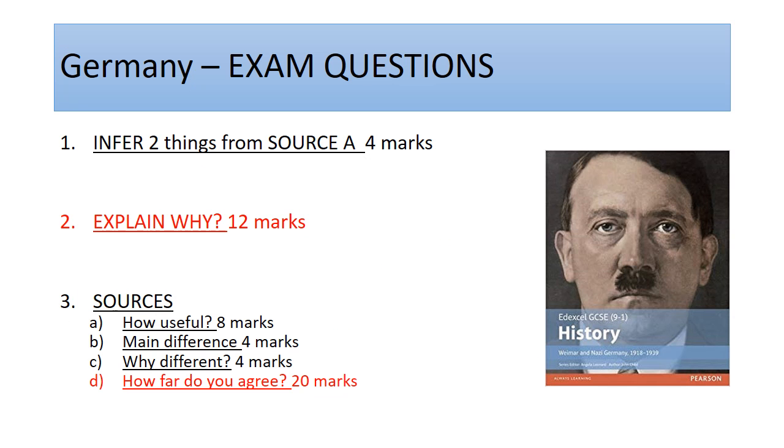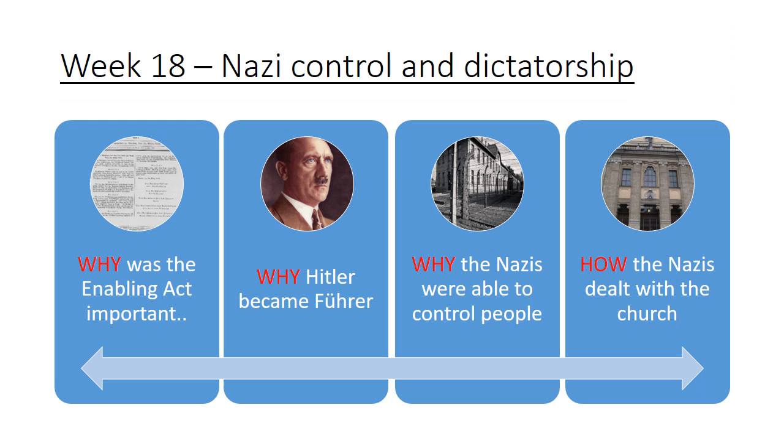So again, I'm just going to focus on the knowledge here because, as I said before, a lot of the questions are source-based, but I'll just be covering the knowledge here for the knowledge questions. So we're going to focus on Nazi control and dictatorship. So basically, how was Hitler able to control Germans?